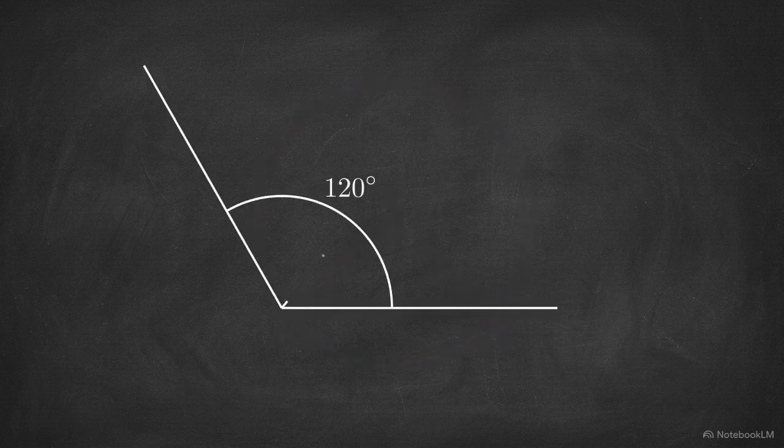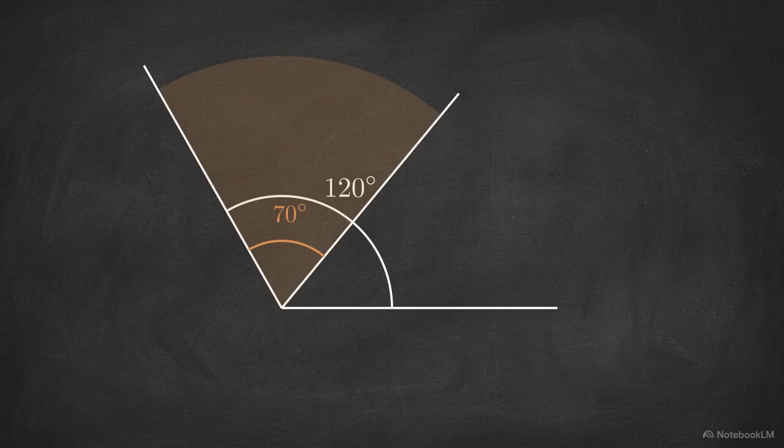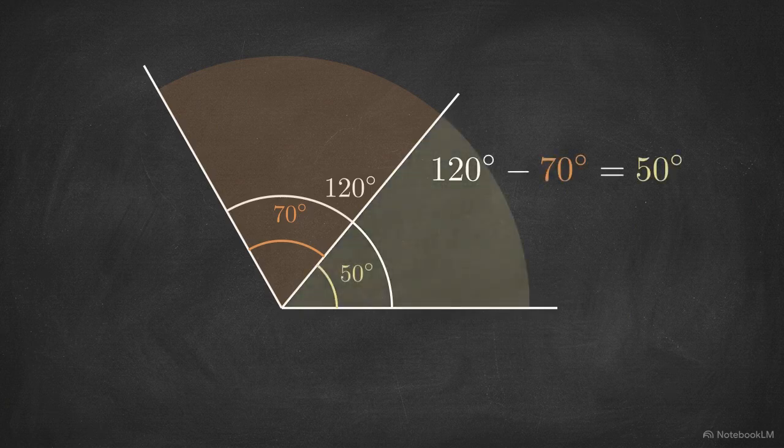Now, if a total angle is 120 degrees, and one part is 70 degrees, what is the value of the second part? We subtract the known part from the whole. 120 minus 70 gives us 50 degrees.